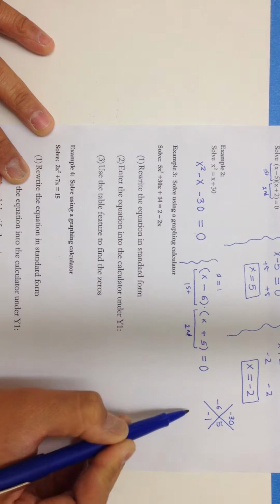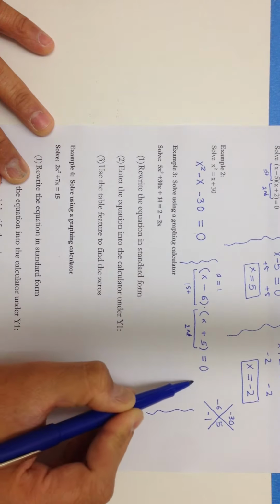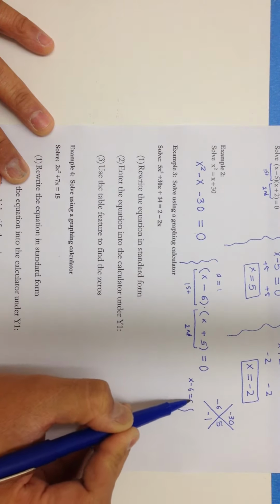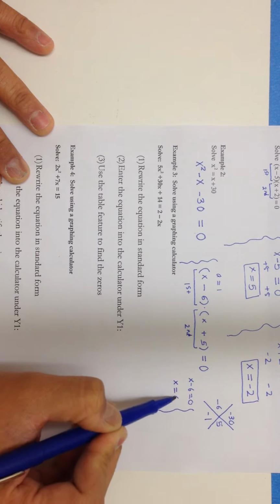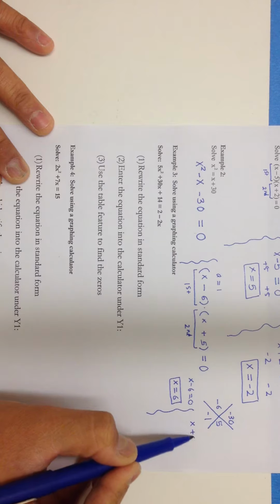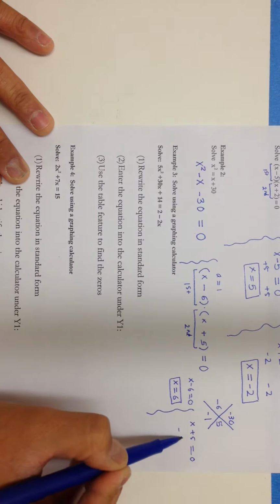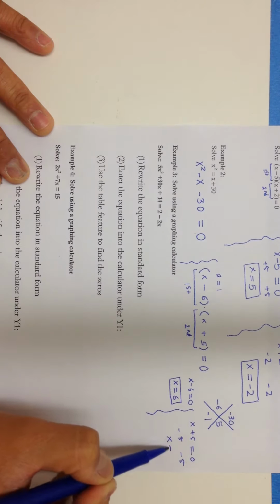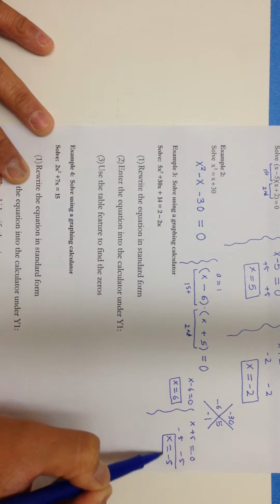Set each one equal to 0. So x minus 6 equals 0, and if you solve for x, you know that x equals 6. Take the second factor, which is x plus 5, and set that equal to 0. Subtract 5 from both sides. x equals negative 5, and that is your second solution.